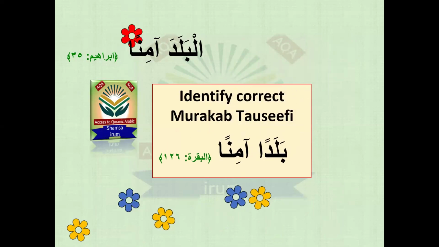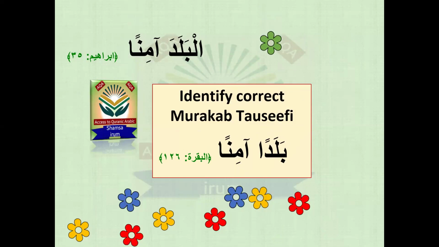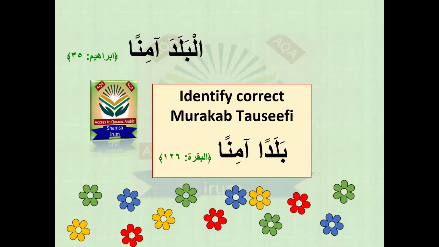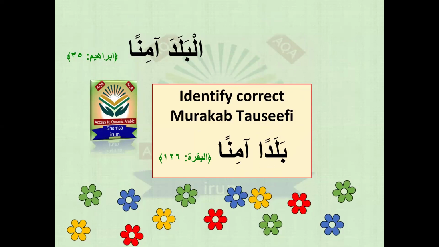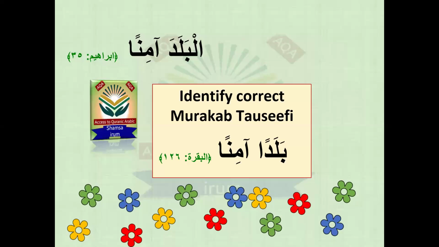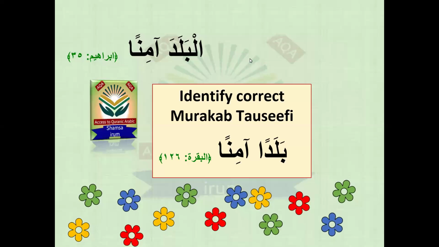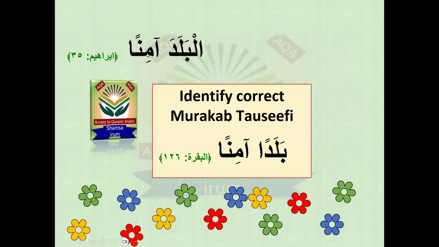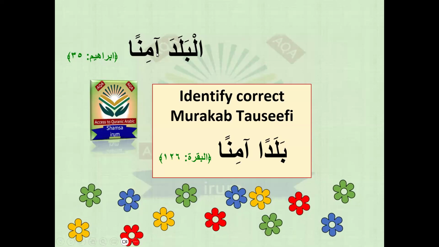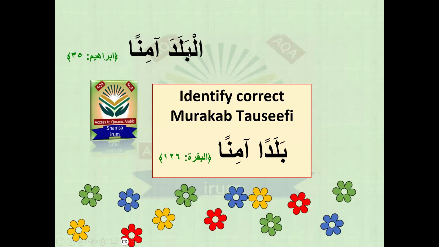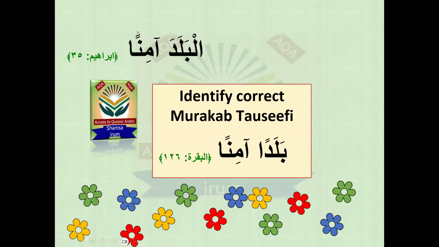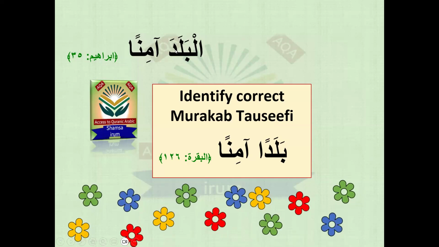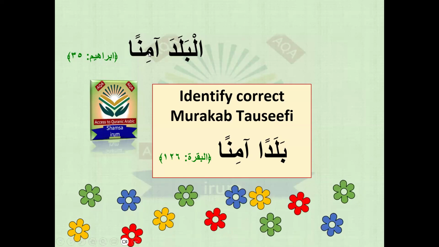So baladan aminan is a Murakab Tauseefi. They both are the same in all qualities. They both are muzakkar, they both are mansub, they both are nakira, and they both are singular. On the other hand, al balada aminan. What's the difference in both of them? Why is it not Murakab Tauseefi? Because al balada is definite and aminan is indefinite. That's why one quality is not matching. That's why it's not Murakab Tauseefi.